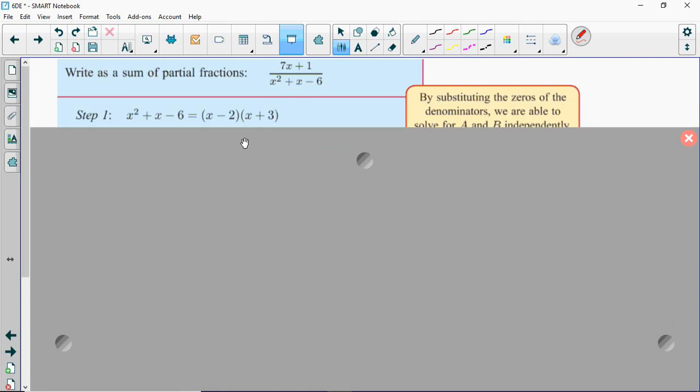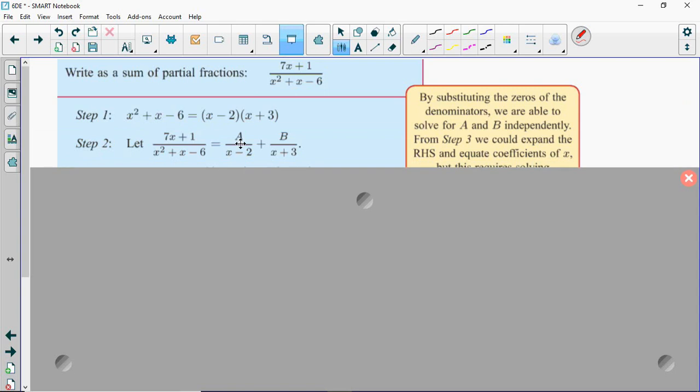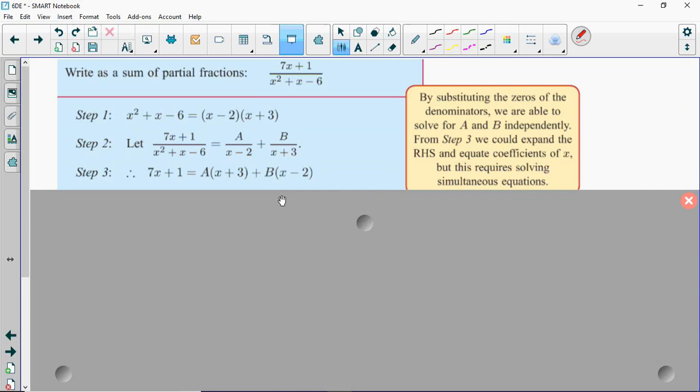Okay, we've got x minus 2 and x plus 3. So our answer should be in the form of some number over x minus 2 plus some number over x plus 3. We're now going to multiply through by that original denominator. And what we're going to notice is that the x minus 2 factor will cancel here and the x plus 3 factor will cancel there. And now we're going to play the exact same game.